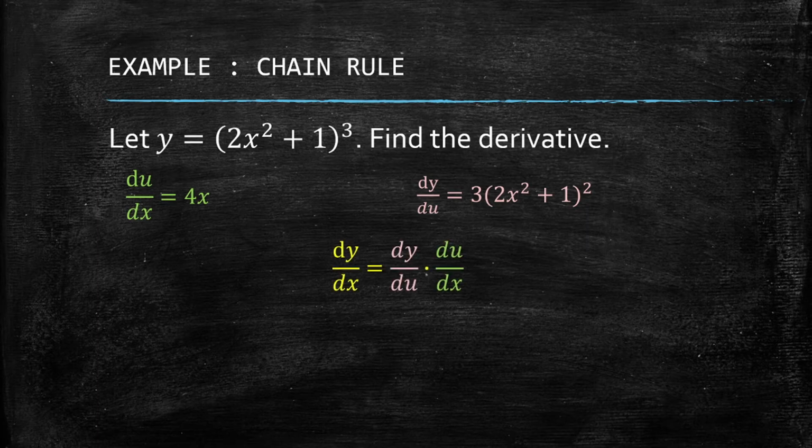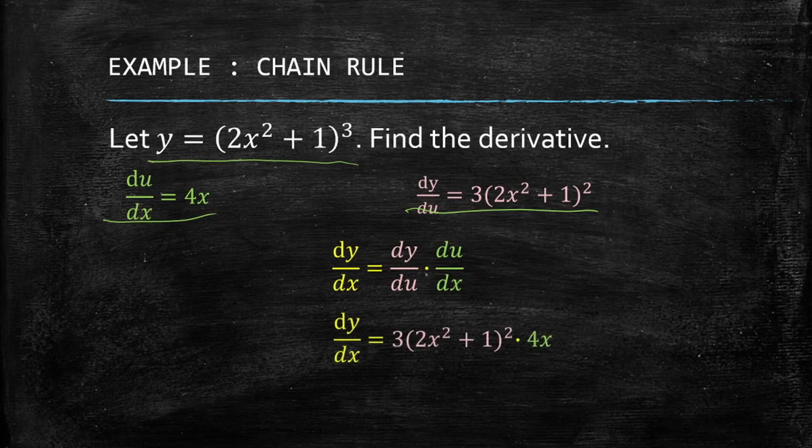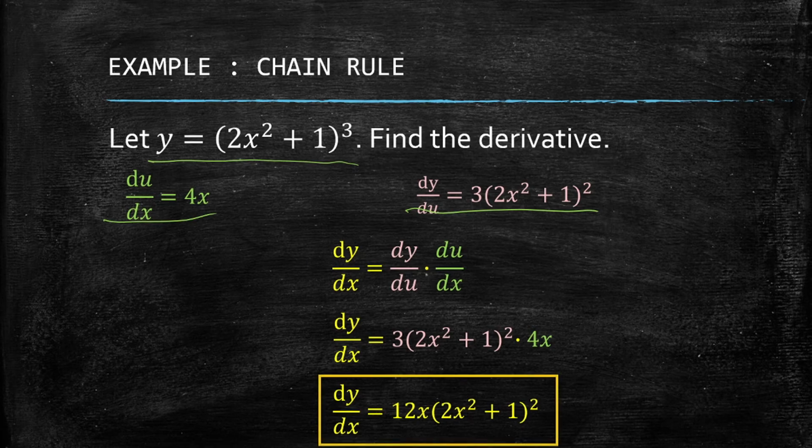And then we now use the chain rule. Our goal is the derivative of y with respect to x, because that is our given. To get y with respect to x, we simply multiply the result of dy du and the result of du dx. So we substitute, and then we have 12x times the quantity 2x squared plus 1 squared. And that is how we solve using the chain rule.